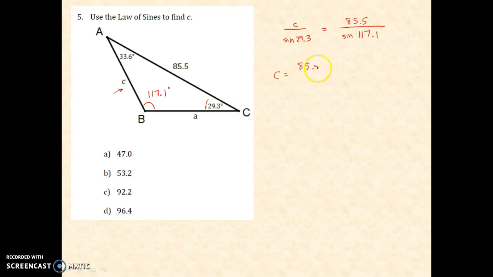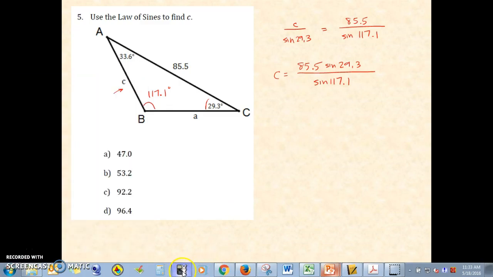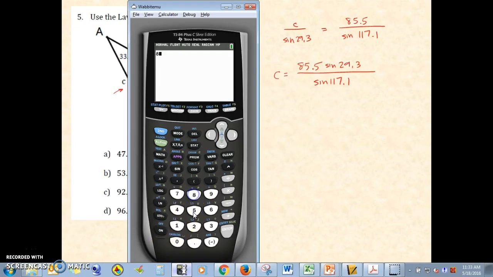So C equals 85.5 times the sine of 29.3 divided by the sine of 117.1, and we just grab a calculator: 85.5 times the sine of 29.3 divided by the sine of 117.1. Now what did I forget to do?